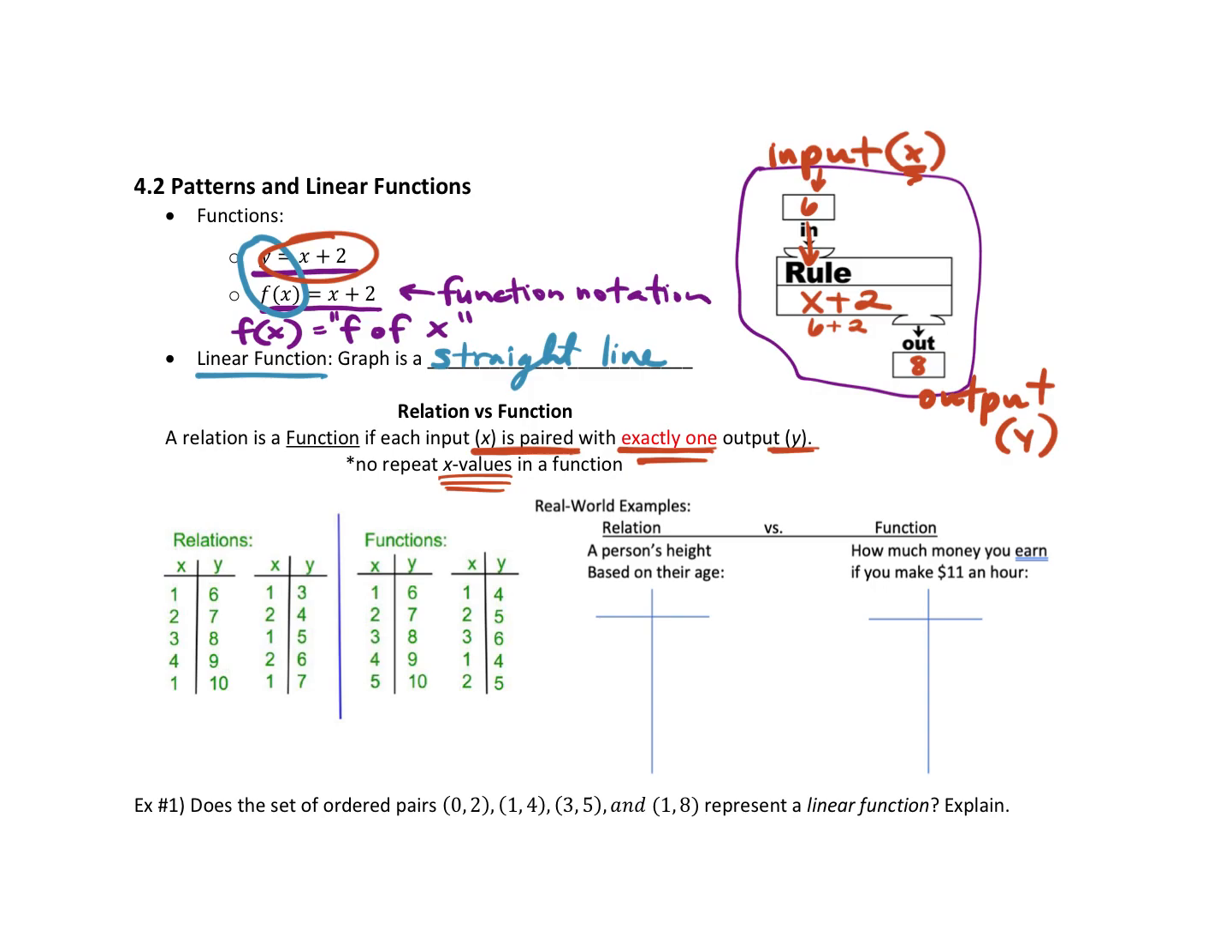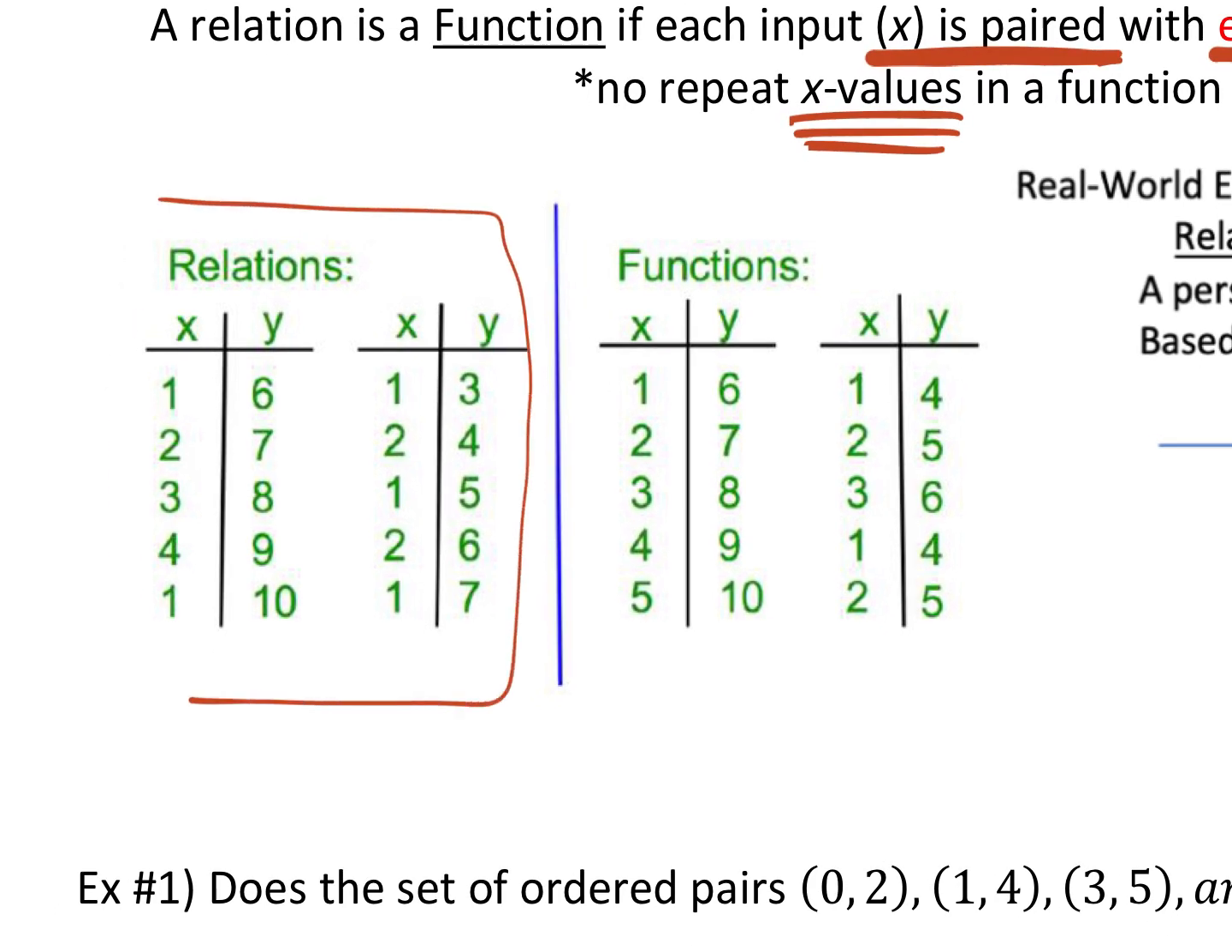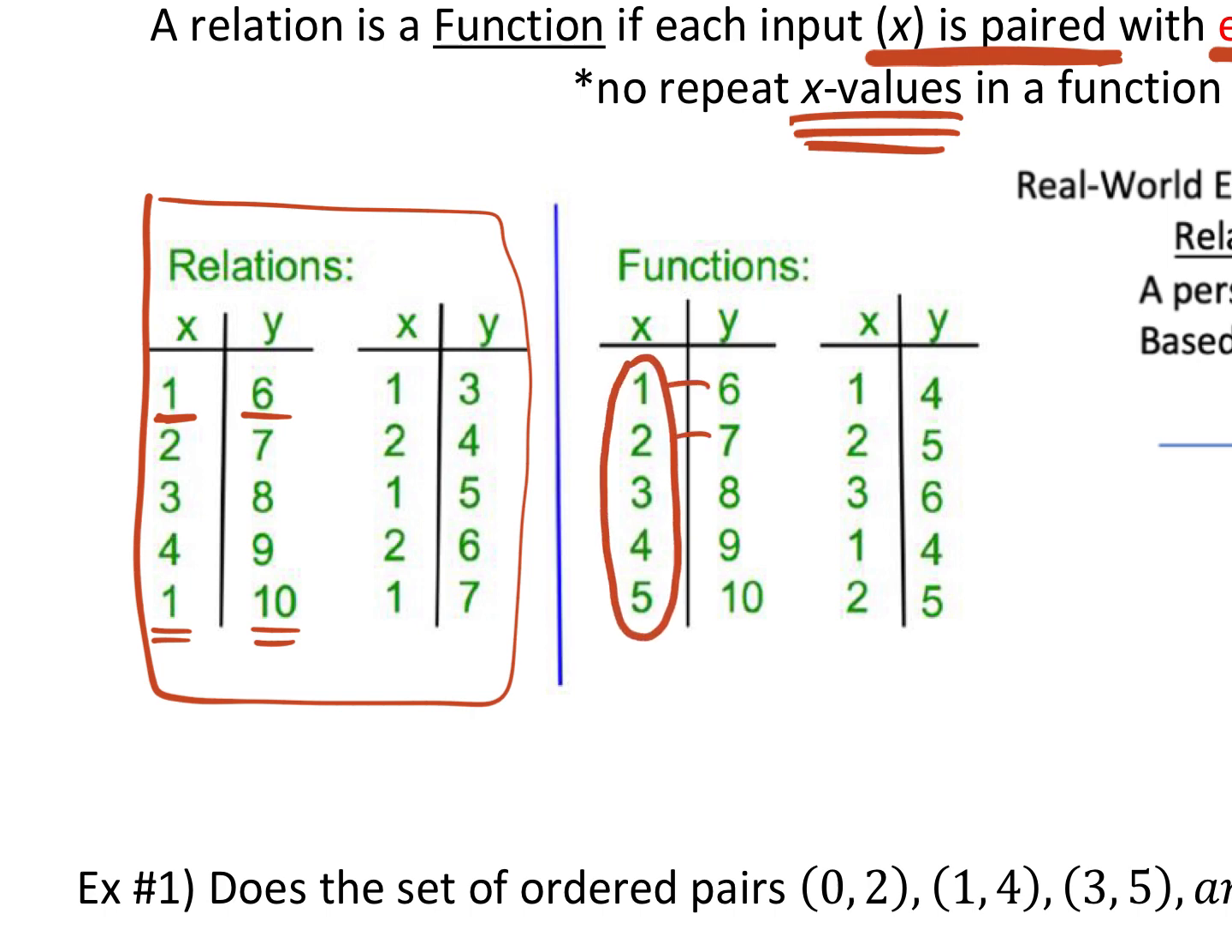So I just want to show you a couple examples. These right here, those are relations. If you notice, this x, when I plug in a 1, I got a 6 out, but I also plugged in a 1 and I could get a 10 out of it, okay? That's a relation. That is not a function, okay? If it's going to be a function, every one of my x values needs to be a different number and get a different y value from it, okay? So notice there are no repeat x's.